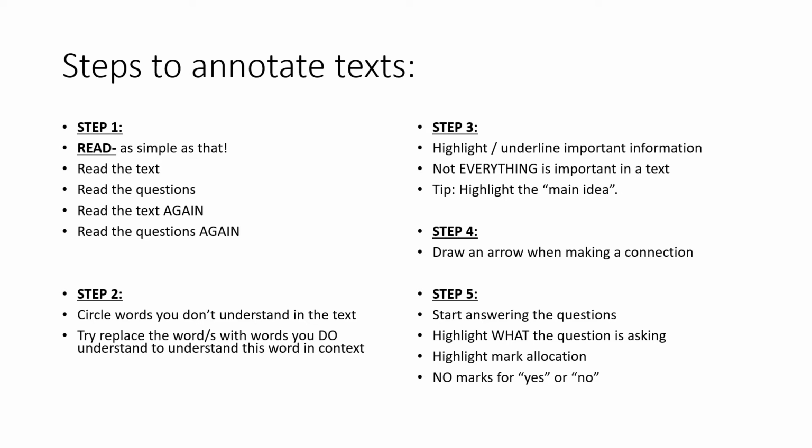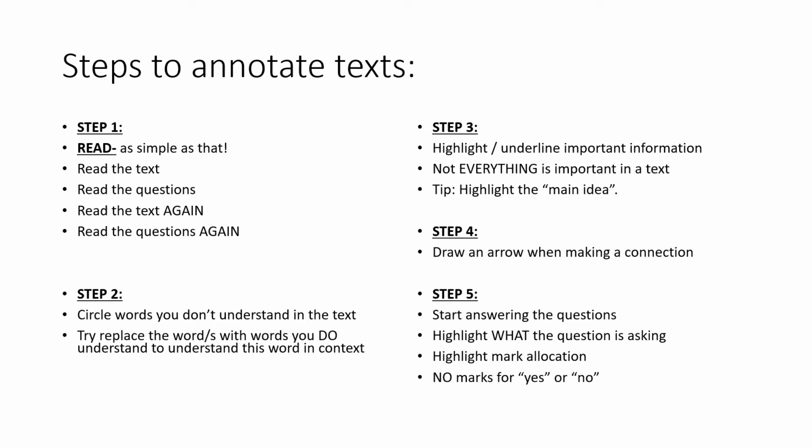Step 2. Circle the words that you don't understand in the text. This is something that will happen from grade 8 up until grade 12. This will help you understand different types of words and understand the word in context. This will also help grow your vocabulary. So when you're circling a word you don't understand in the text, try to replace it with a word you do understand and that makes sense in context.